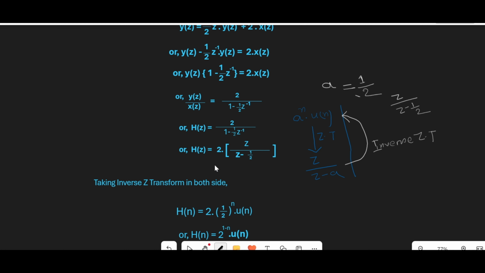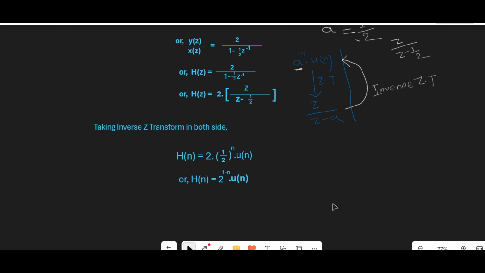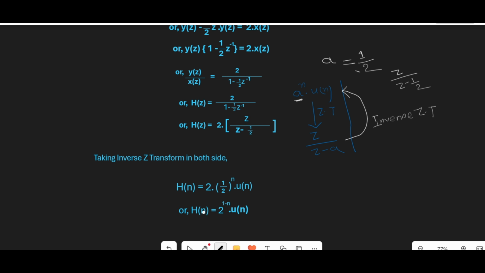That means taking the inverse z transform on both sides, we can find h[n] equal to 2 into half to the power n, a equal to half, into the unit step signal, or h[n] equal to 2 into 2 to the power minus n into the unit step signal. This is the answer.